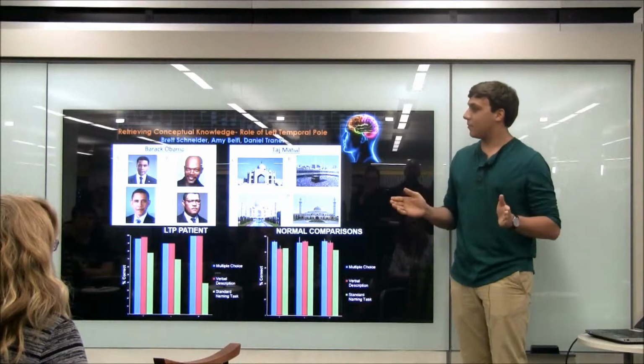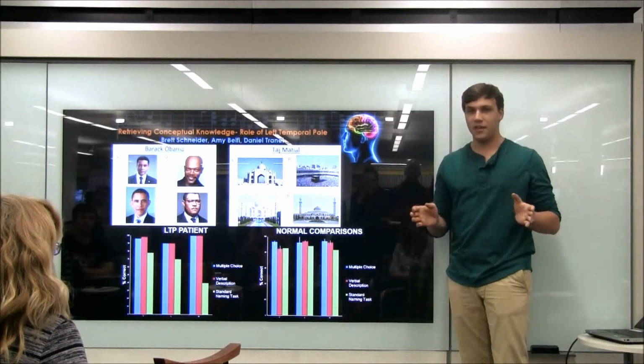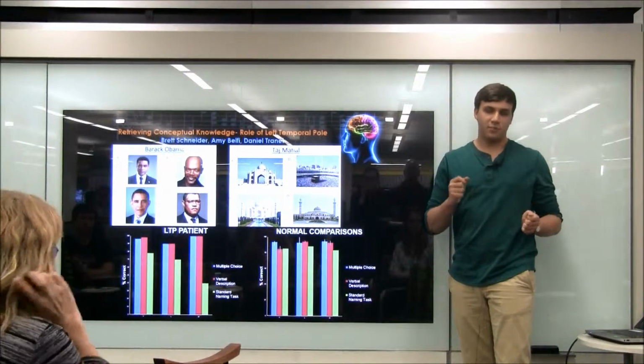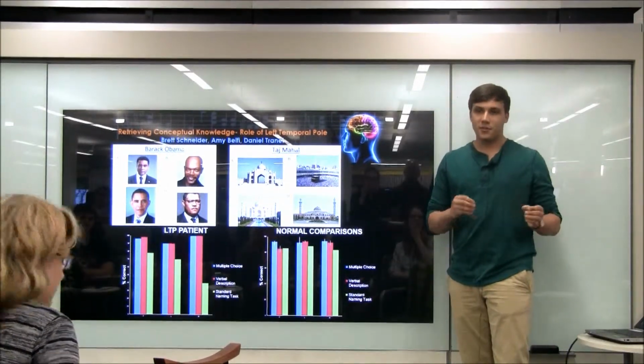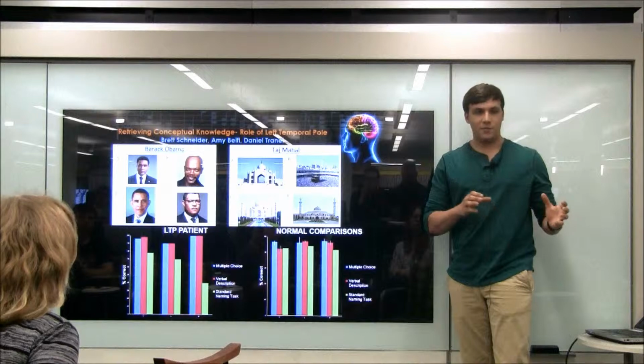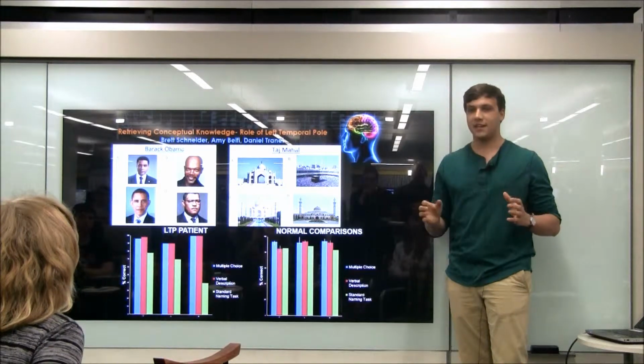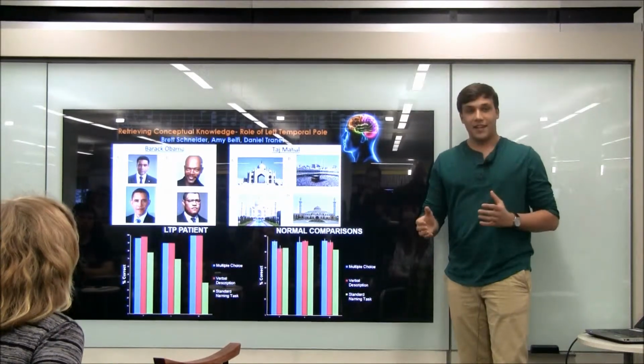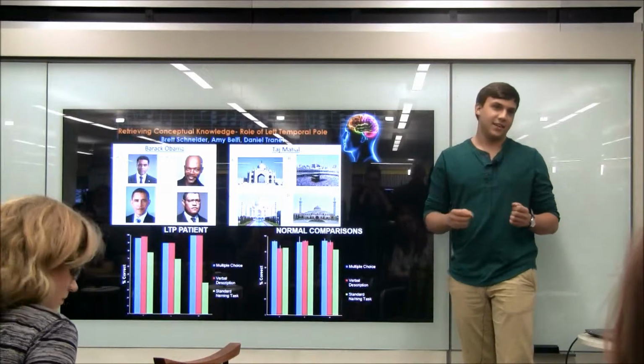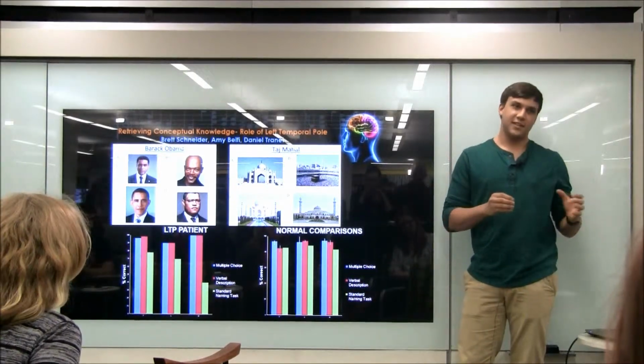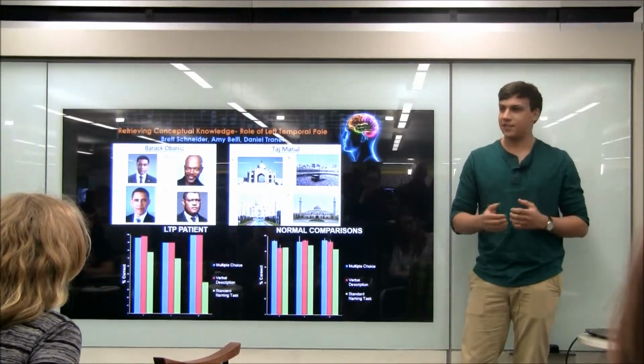So in my task, I run different lesion patients, so patients with different brain damaged areas, and it's all in specific regions of the brain, and they're all mapped accordingly, and I run them through a task. After going through the task, I rate their performance on the task and see which lesion groups had deficits in actually performing this task.